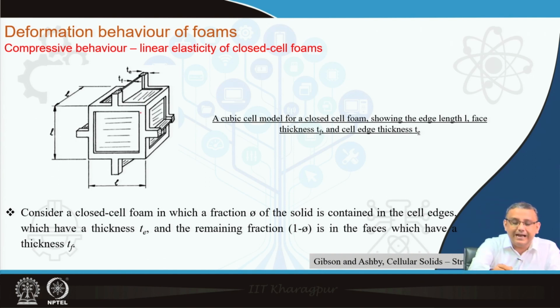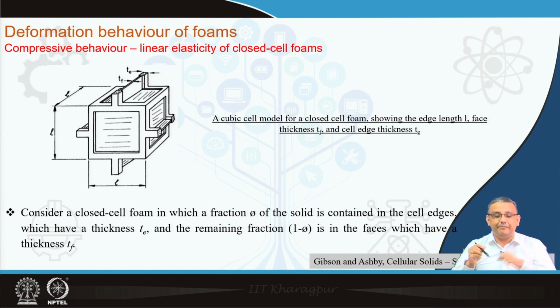If we look at a unit cell, we can see that the unit cell has a particular length, which is L, then the thickness of the cell edges is TE, and the thickness of the cell faces is TF. And now, what is the value of TE and TF? That will control the deformation behavior of the closed cell materials, and for that Gibson-Ashby proposed one constant, which is the parameter phi.